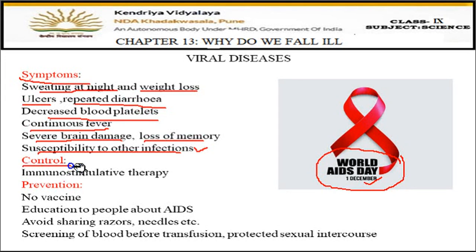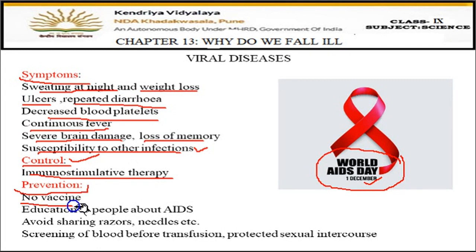So how can it be controlled? There is no vaccine for AIDS, and there are no treatment pills for AIDS. It can be controlled by immunostimulative therapy. When the person gets this virus, the patient is given immunostimulative therapy. Such medicines are given which can increase the immune system of the patient, but it is completely incurable, it cannot be cured. The immune system can be increased a little more, or made active, by giving immunostimulative therapy.